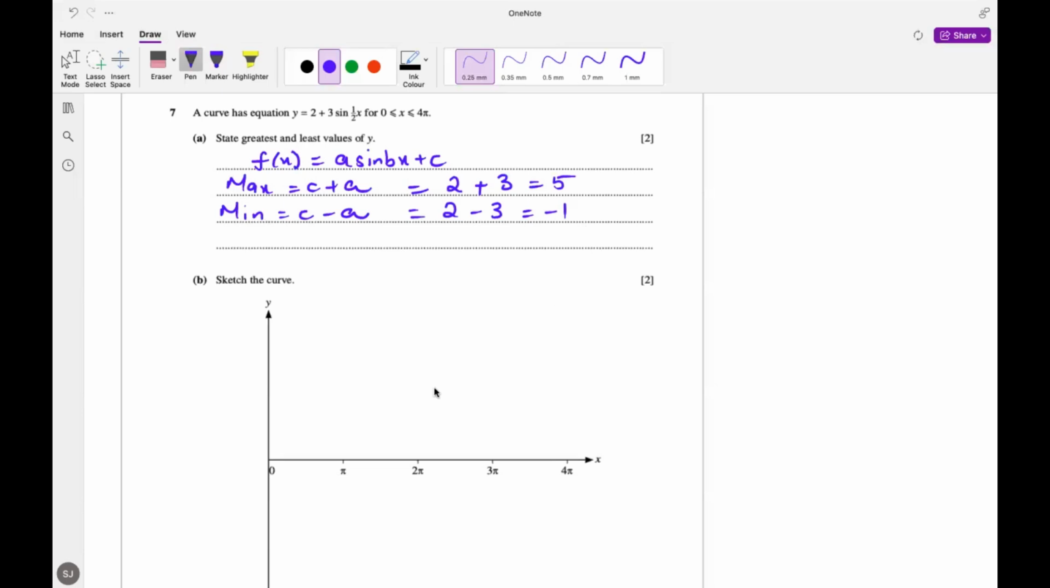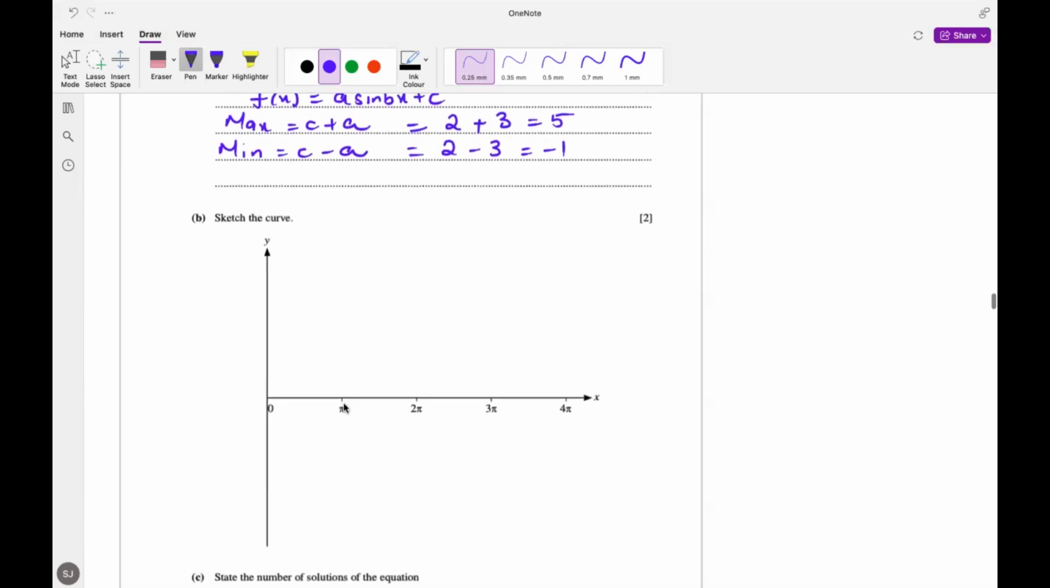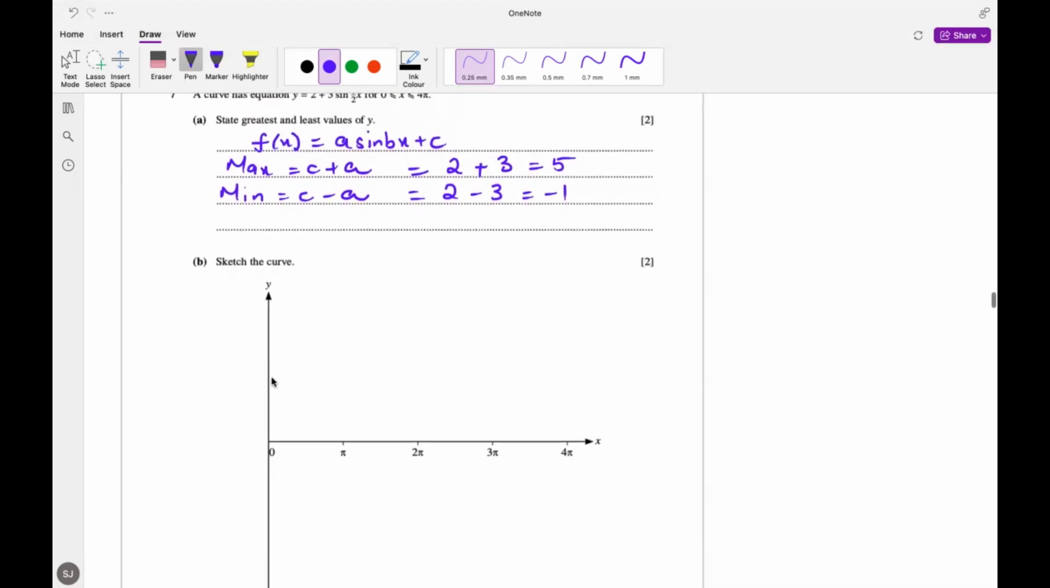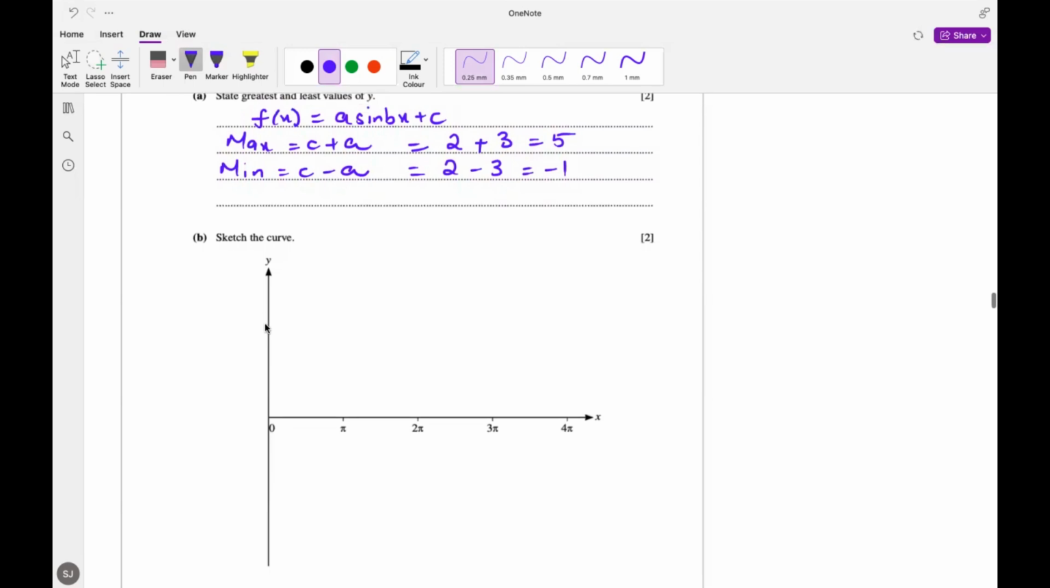to minus 1. In part B, we have to sketch the curve for the equation y equals 2 plus 3 sine half of x. Now we already know that the maximum value will be 5 and the minimum value will be minus 1.